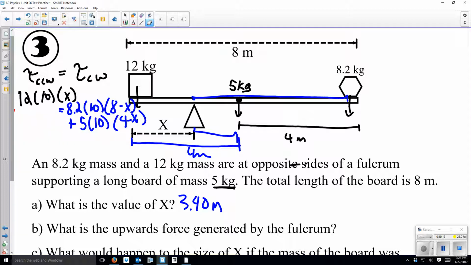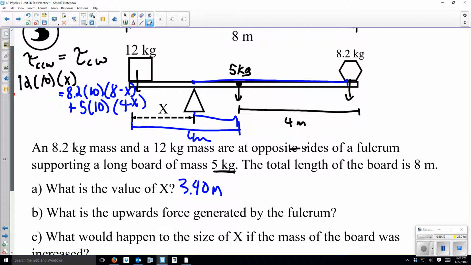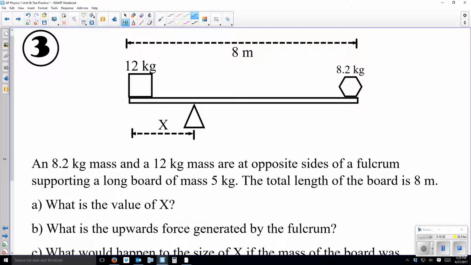Upwards force generated by that fulcrum. This time again, we just have to sort of balance these forces downward. We've got 120. Clear that off. 120 newtons down. We said the board is 5 kilograms, so that's 50 newtons down. 82 newtons down, which means that if it's not going to accelerate up or down, this fulcrum has to push up with the sum of all those. So 202 plus 50, so 252 newtons there for our force.